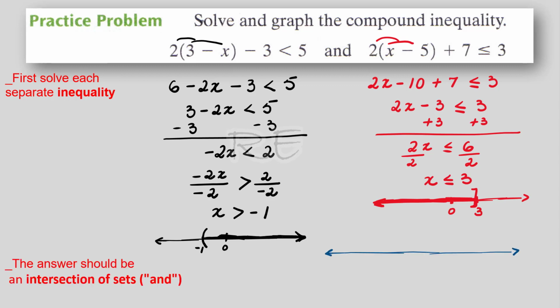The answer should be an intersection of sets. This is an AND statement. So we're going to take the values to the left of 3, 3 included, up to negative 1, and negative 1 is not included. We take the overlap. So the solution set in interval notation will be open parenthesis at negative 1, comma, close bracket at 3.